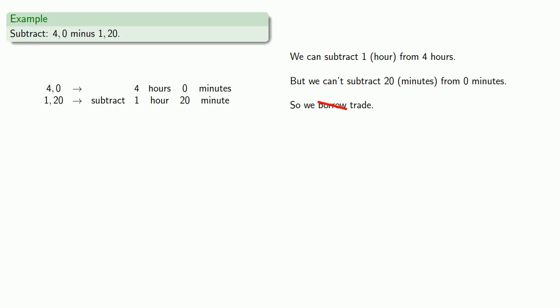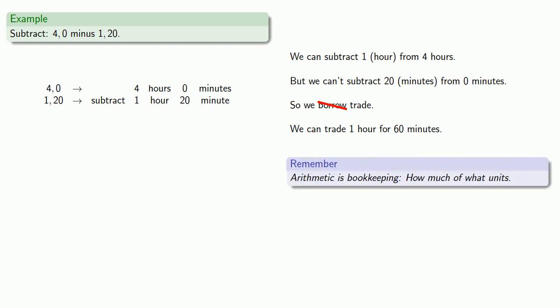So what shall we trade? Well, we need more minutes, so we can trade 1 hour for 60 minutes. So remember, arithmetic is bookkeeping. How much of what units? We have 4 hours, so if I trade 1 hour, I'll still have 3 hours, and the hour I've traded gives me 60 minutes. So we no longer have 4 hours, 0 minutes. We actually have 3 hours, 60 minutes. Arithmetic is bookkeeping. And now we can do the subtraction. 3 hours subtract 1 hour leaves me with 2 hours. 60 minutes minus 20 minutes leaves me with 40 minutes. And as a base 60 number, that's 2, 40.